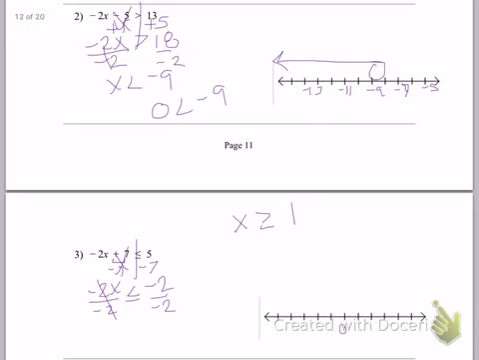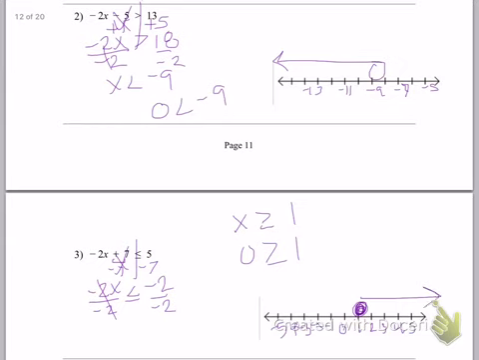So we graph it. 0, 1, 2, 3, 4, 5, negative 1, negative 2, negative 3, negative 4, negative 5. So we put our closed circle at 1, and then 0 is not greater than 1, so we're going to point our arrow away.